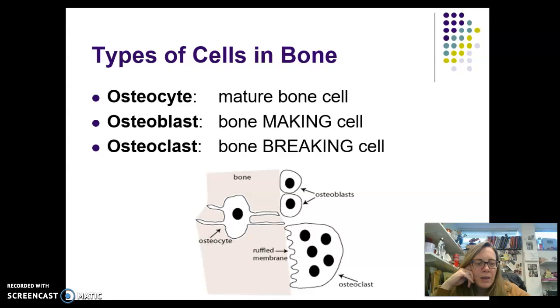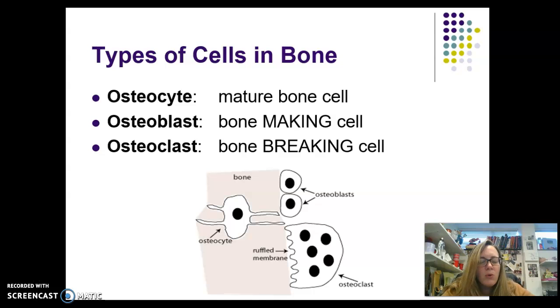We have 3 main types of bone cells. We have osteocytes, osteoblasts, and osteoclasts. Osteocytes are mature bone cells that once were osteoblasts. Osteoblasts are bone-making cells, which I call bone builders. And they're actually so good at their job that they will make bone 360 degrees around themselves, and then they encase themselves in that structure called the lacunae, okay?